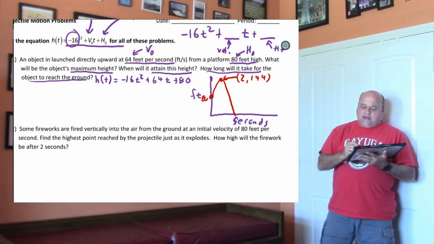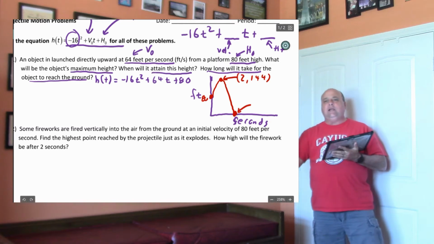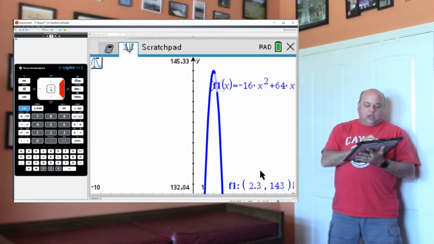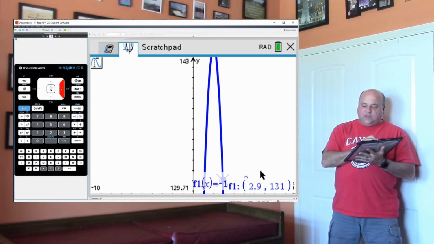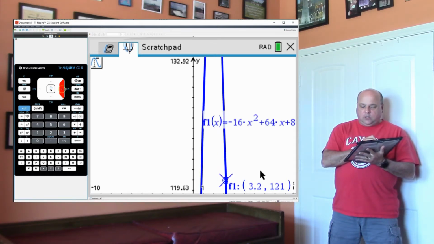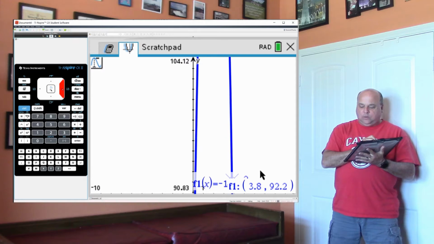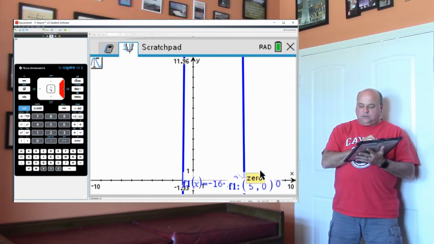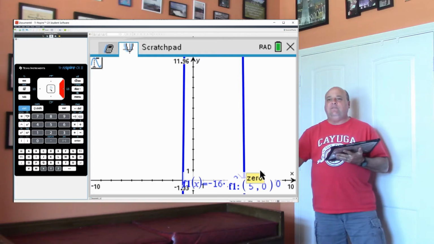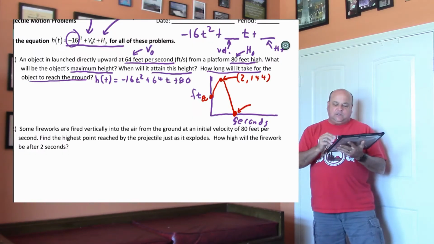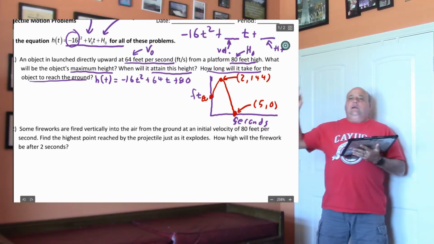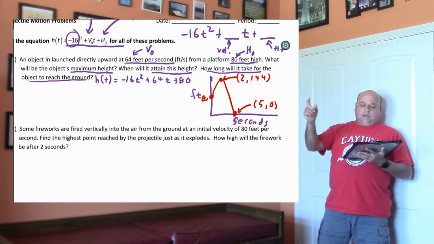Then let's trace down, and the next important dot is this. That's when the rocket hits the ground, okay? So go back to the graph, and that's basically the 0 of the function. So we're going to go down until that y is 0. Don't hit it a whole bunch because it'll switch. There it is at 5. So at 5 seconds, it hits the ground. This is 5, 0. Okay, some very important numbers here.